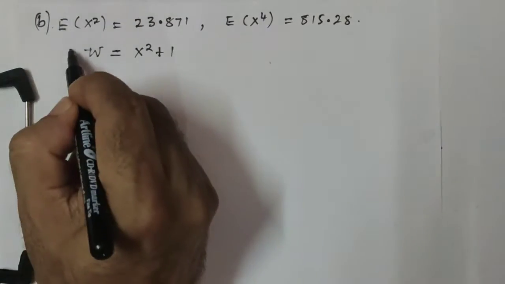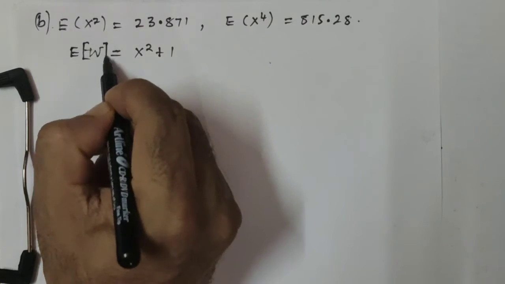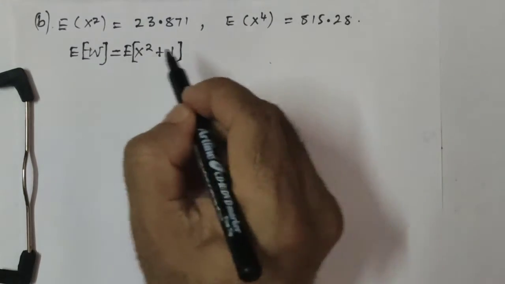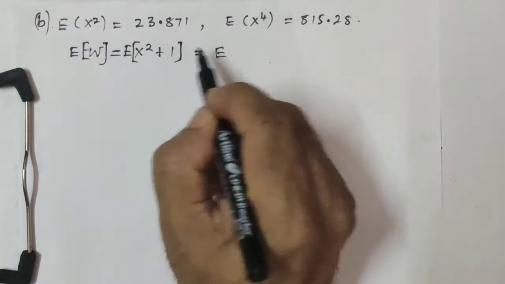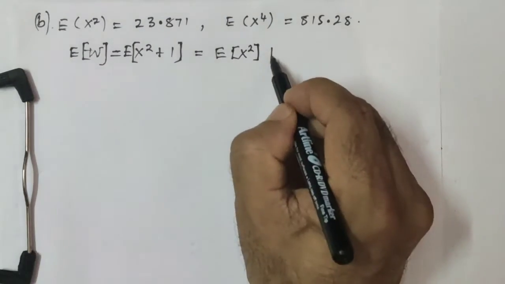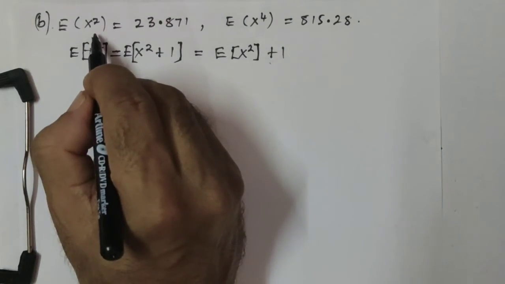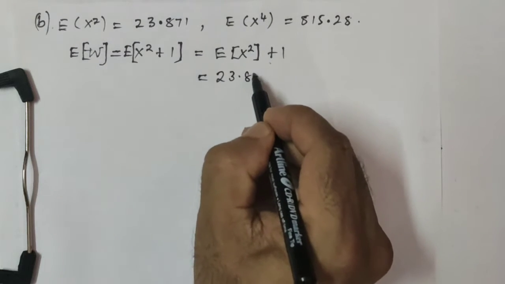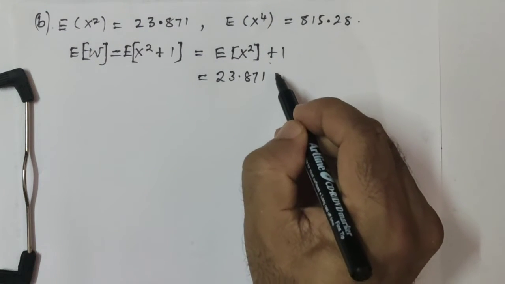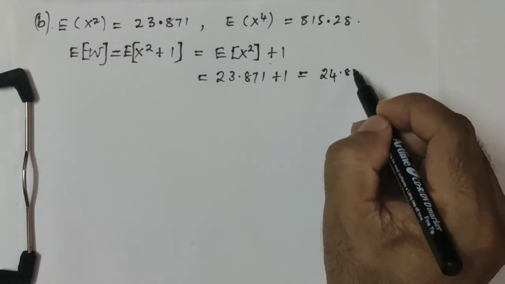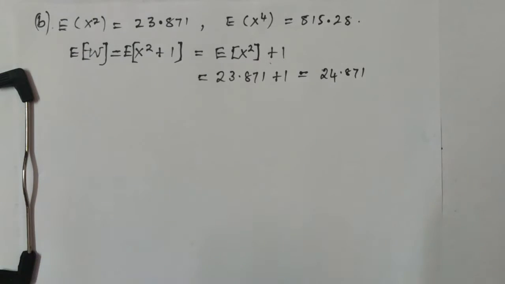Next we need to find the expected value of w, given w is equal to x square plus 1, right? Therefore the expected value of w will be equal to the expected value of x square plus 1. Since E is linear, we can write it as the expected value of x square plus the expected value of 1, that is 1. So the expected value of x square is 23.871 plus 1. So this is equal to 24.871.